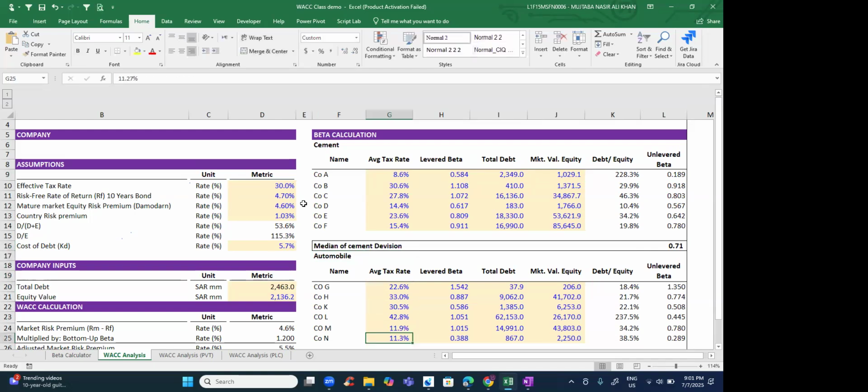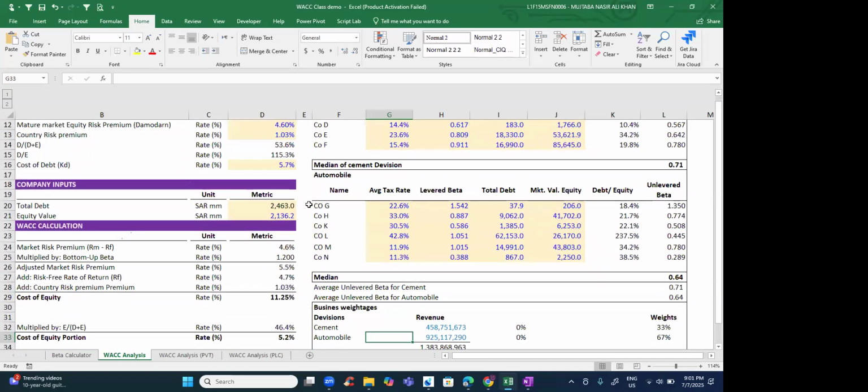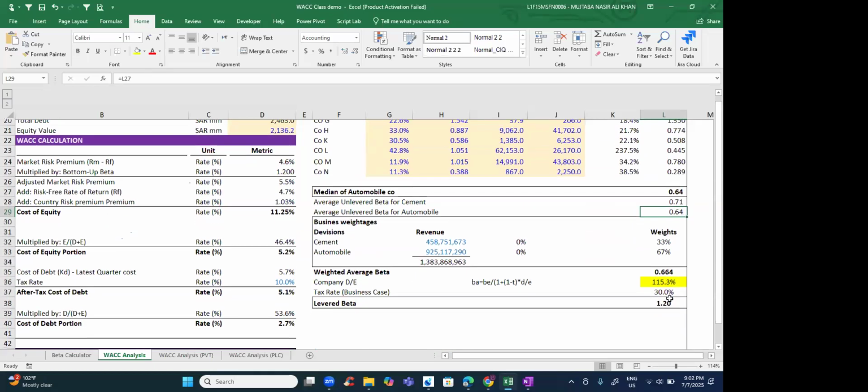Okay, do the same thing with the automobile. I have identified 6 companies. You can find 2 companies, 3 companies, 4 companies, whatever proxy companies you got. But it should be similar. Median of automobile companies. So 0.71 and 0.64.